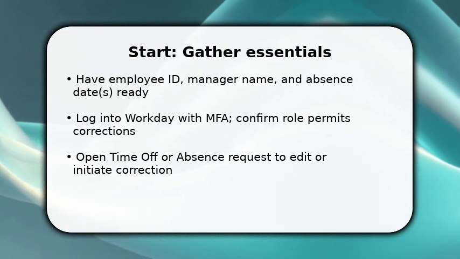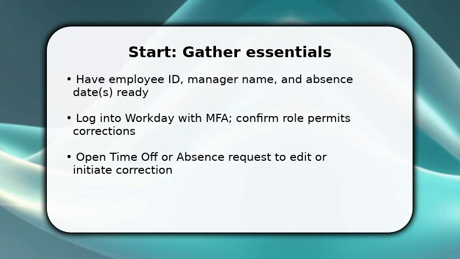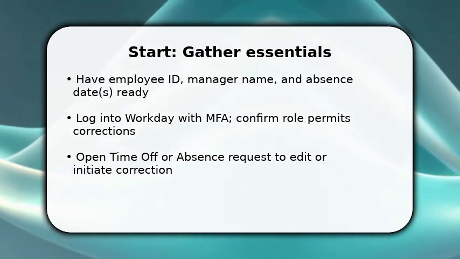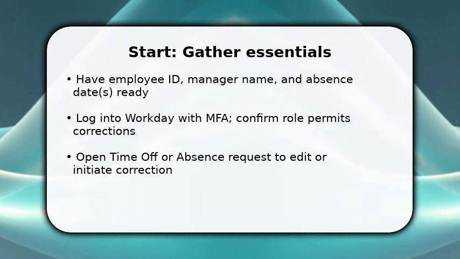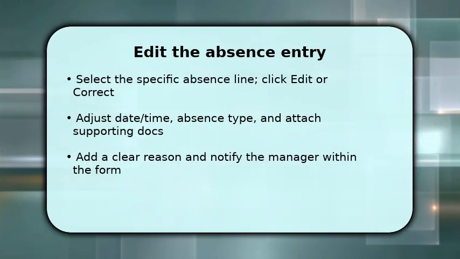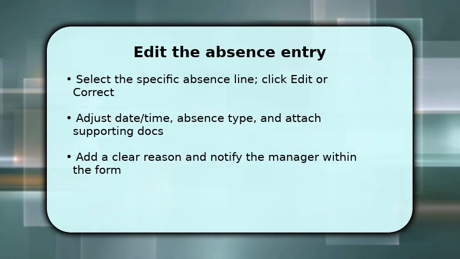If you don't see edit options, check your role or ask HR for temporary access. This prevents wasted steps and lets you move directly into correcting entries with accurate context. You locate the exact absence line and click Edit or Correct. This opens the form where changes are applied.